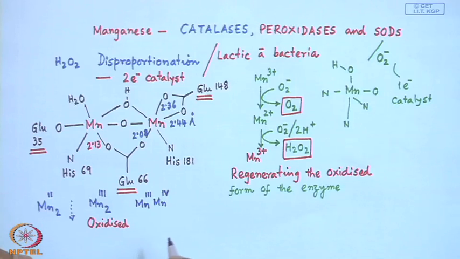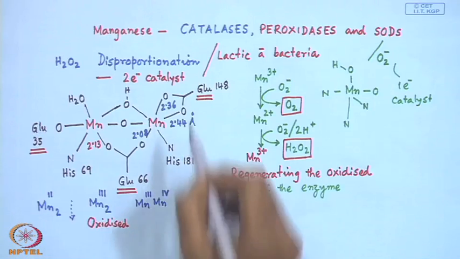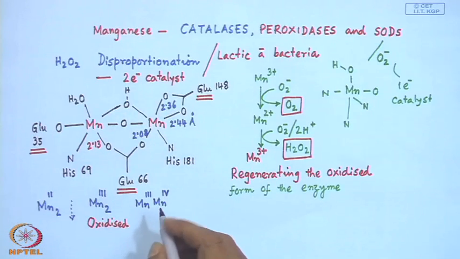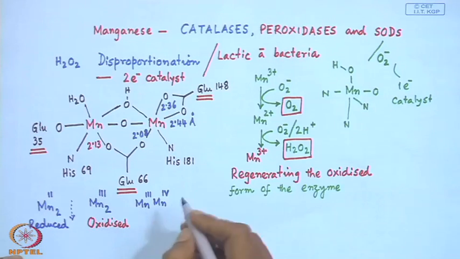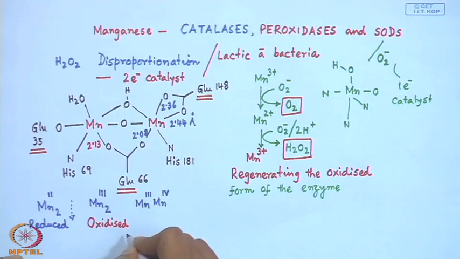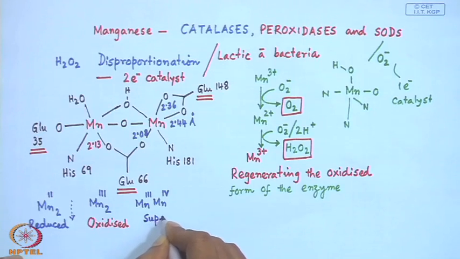So, these are the different possibilities, and some of them are only observed because you need 2 electrons only for the catalytic site. So, you have the oxidized form, you have the reduced form, and sometimes if this manganese 4 is not so common in other cases, we call them the superoxidized form.